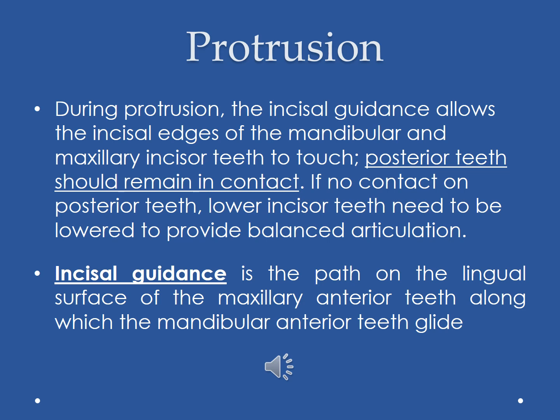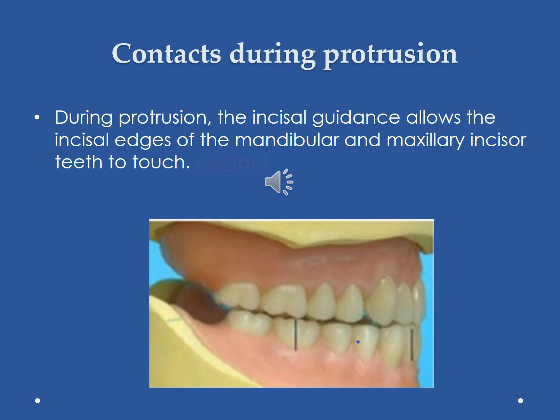So incisal guidance again is the path on the lingual surface of the maxillary anterior teeth along which the mandibular anterior teeth glide during protrusion. So during protrusion, the incisal guidance allows the incisal edges of mandibular and maxillary incisor teeth to touch, and also the posterior teeth should keep contact.